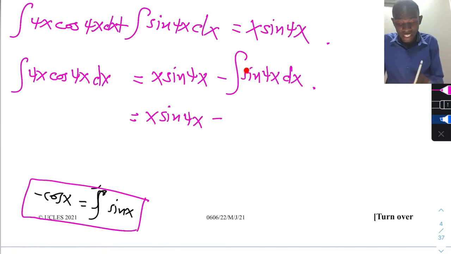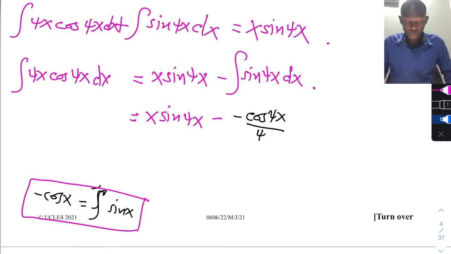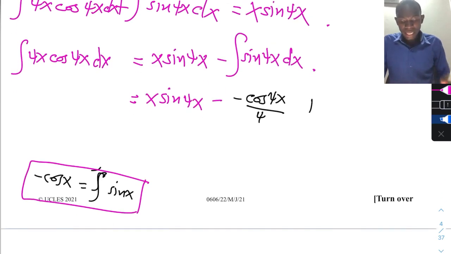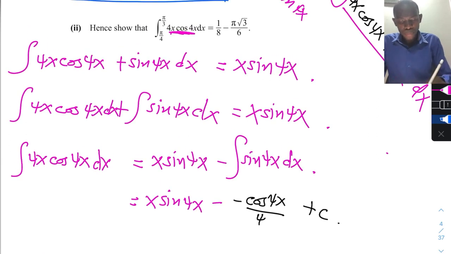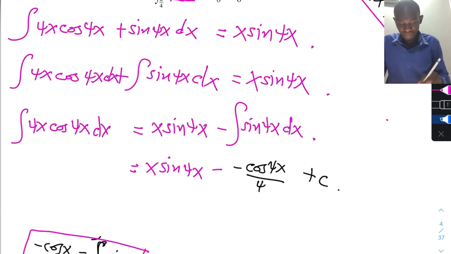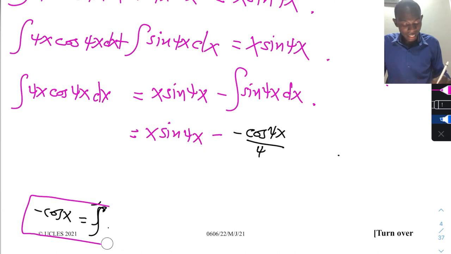Now, if I integrate sine 4x, I'm going to get negative cos, so that should be negative cos 4x. But you must divide it by the coefficient of the x term. That's 4, right? You would write plus c, but you don't have to, because the question they gave us is a definite integral. So I'm just going to remove this from there. It is highly irrelevant.